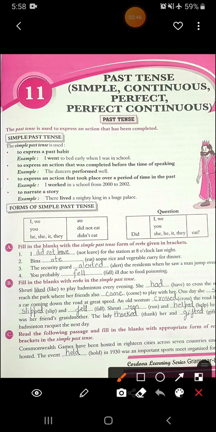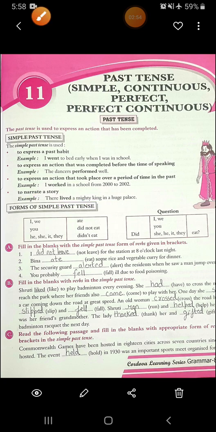Then to narrate a story. There lived a mighty king in a huge palace. So what happens when you are narrating a story, it has happened. It has already been done in the past. So if you have to express it, if you have to narrate it, then you need to write it in simple past tense. I hope this is also clear.